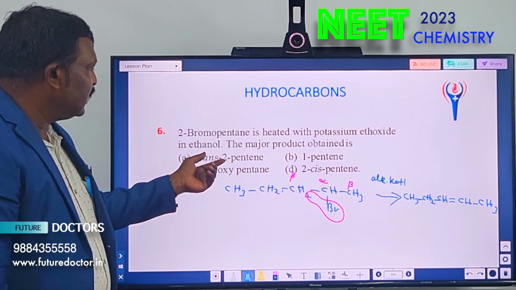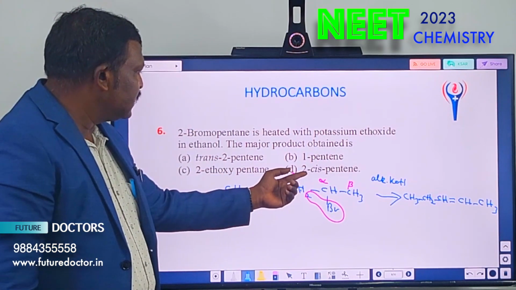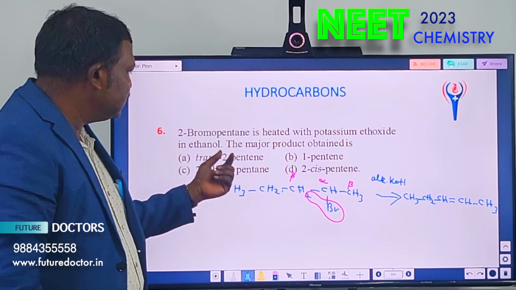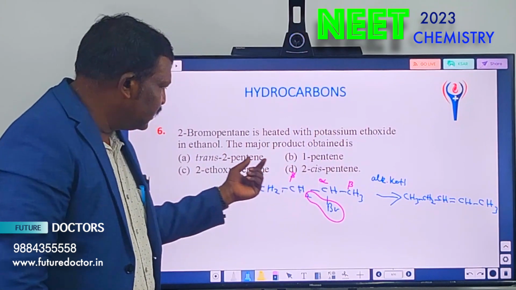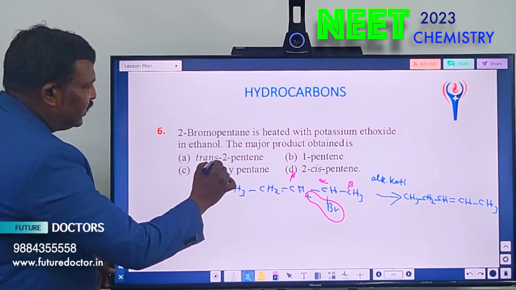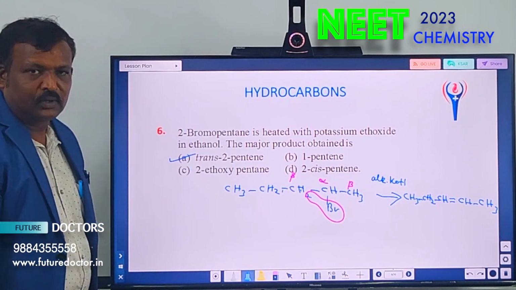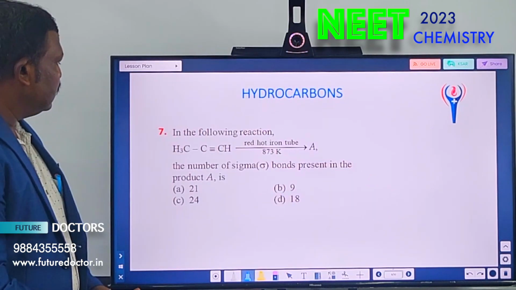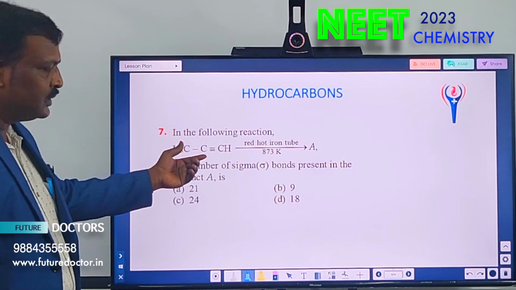But here they have given this also as pent-2-ene, but this is called trans-pent-2-ene, and this is called cis-pent-2-ene. Which is most stable? Trans is the most stable. So this is the correct answer. Understood? Right. Next one.